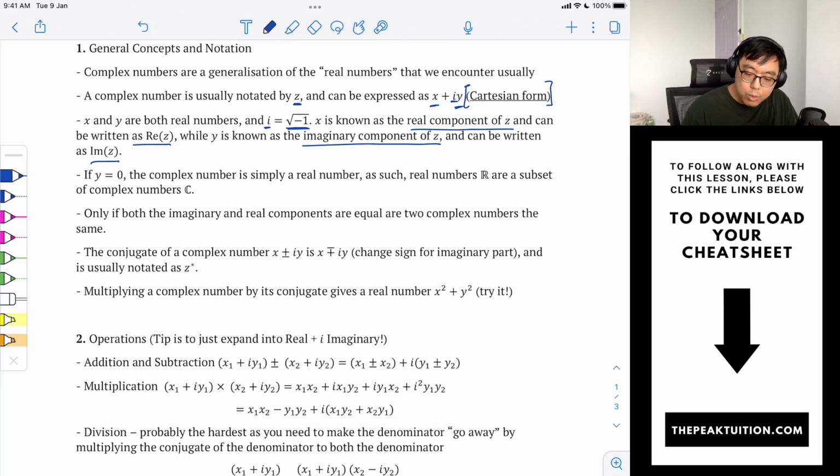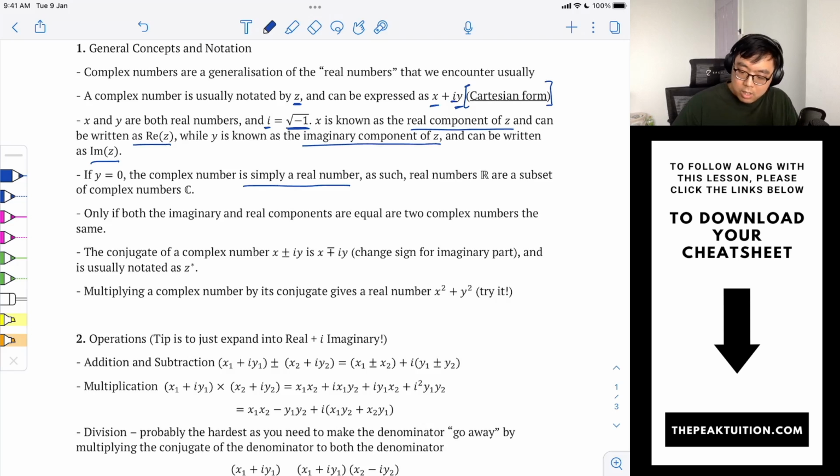If y is equal to 0, the complex number is simply a real number because it has no imaginary component. If you are watching this video after you have seen the vector component, you can think of the imaginary component as a different axis, maybe like a y direction and an x direction. So if y is 0, that means your complex number is only on the real axis. So you only have a real component, therefore it's a real number.